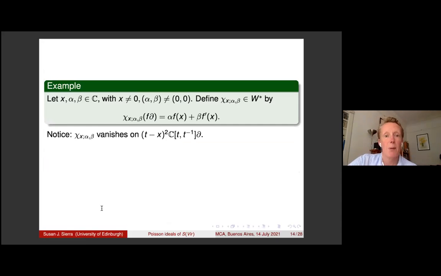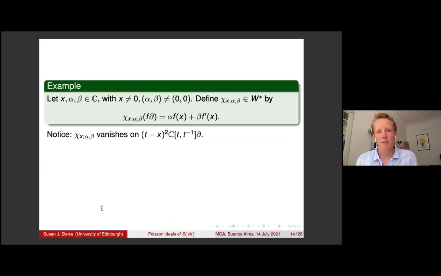So let's have an example. Let's take a triple of scalars, x, alpha, beta, and not too many of them 0. And I'm going to use them to define a function chi x alpha beta on the Witt algebra. And it sends f del to basically a linear combination of f of x and f prime of x. So I evaluate f and its derivative at this point x, combine them together.